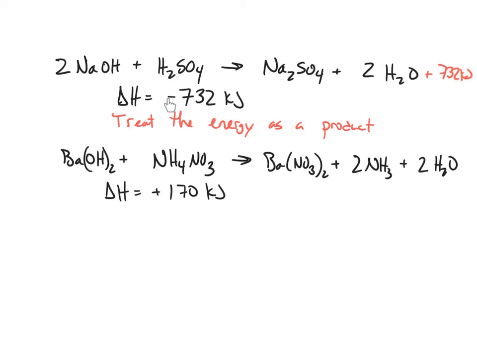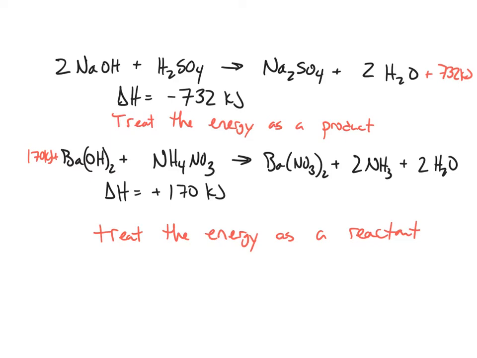Again, the negative tells you which side of the reaction, products or reactants. Since it's negative, it's a product. Treat the energy as a product. And by contrast, if you've got a positive delta H, then you'll treat the energy as a reactant. And so I'll go in and add the energy as a reactant. It is 170 kilojoules of energy as one of the reactants.